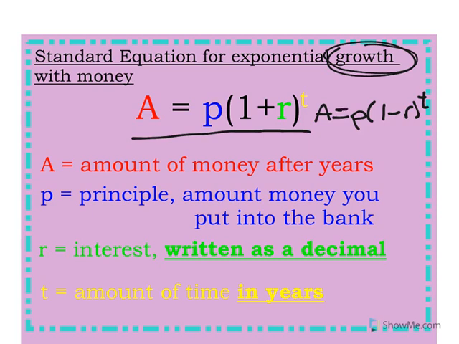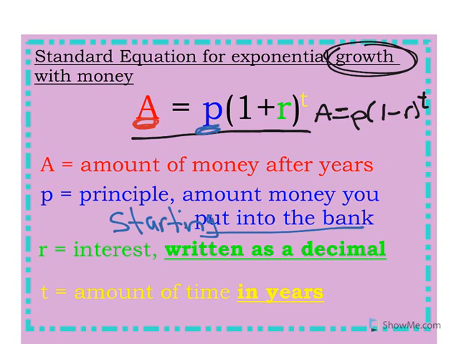Now, A is the amount of money after so many years have passed. So this is like your balance, your amount of money at the end of a certain amount of time. The P, your principal, is the amount of money that you put in the bank. That's your starting amount of money. And then the 1 is because we're adding, so it's 1 plus the rate.